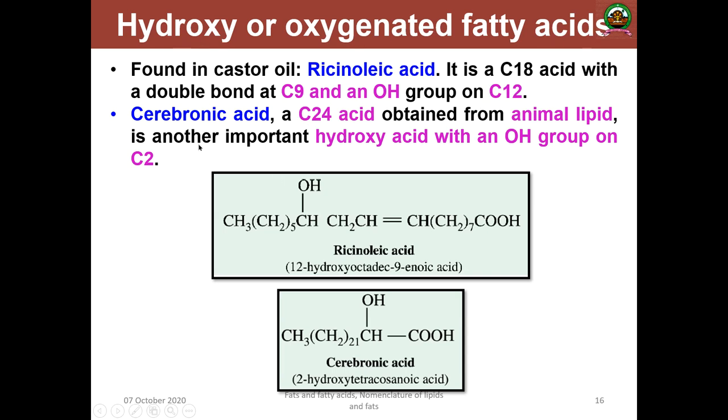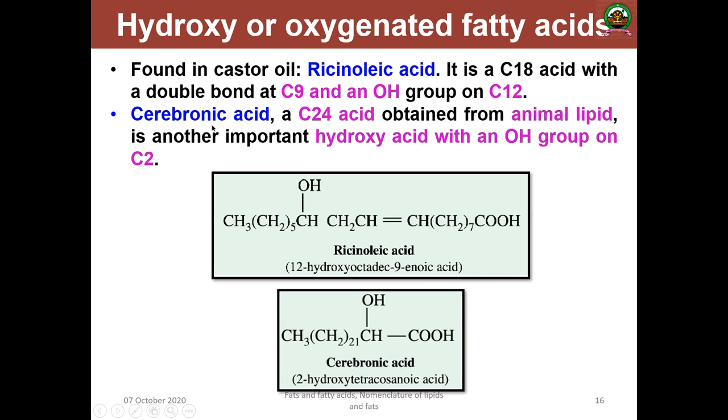We discussed this yesterday. Another example here is ricinoleic acid. Here CH3 (CH2)5 CH, as I told you, at the 12th position there is a hydroxyl group. So that is the structure. This is 12-hydroxy octadec-9-enoic acid.